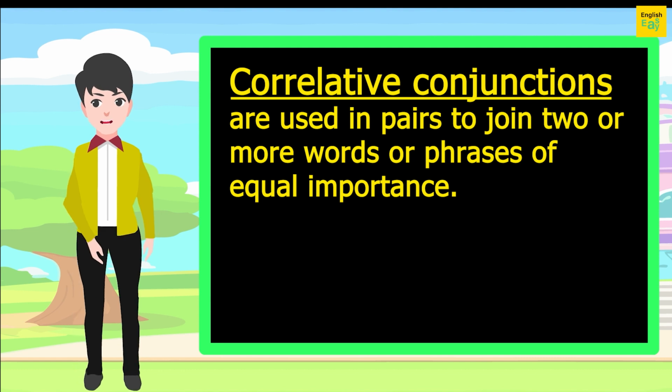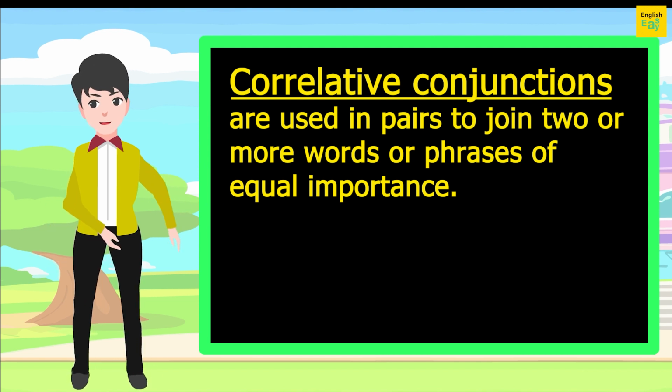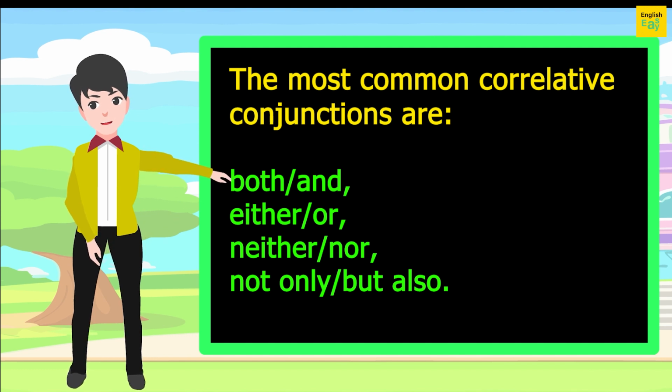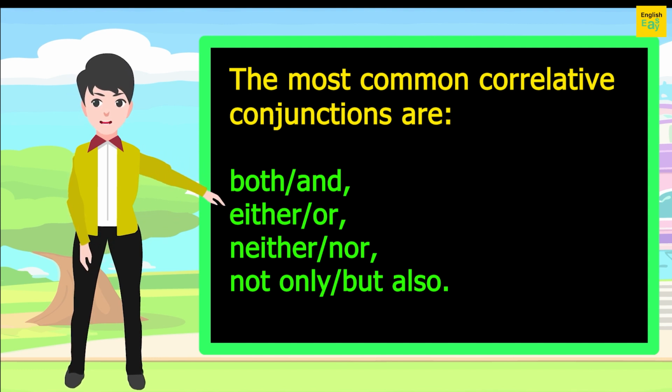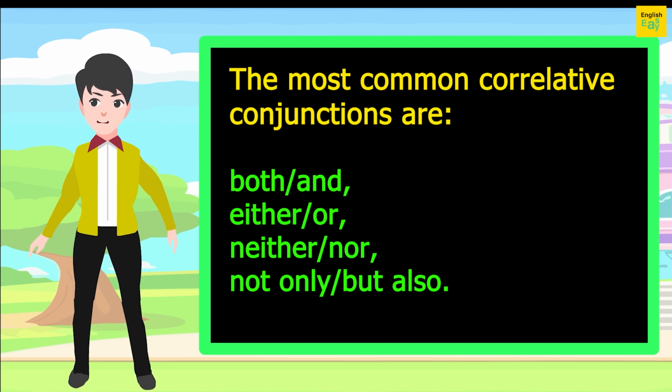Correlative conjunctions are used in pairs to join two or more words or phrases of equal importance. The most common correlative conjunctions are both/and, either/or, neither/nor, not only/but also.